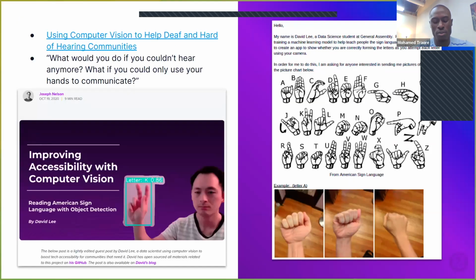So the other thing here was digging into more of our blog posts when I was trying to wrap my head around the product more last year. I found this article on using computer vision to help deaf and hard of hearing communities. And there's a really striking line in there.